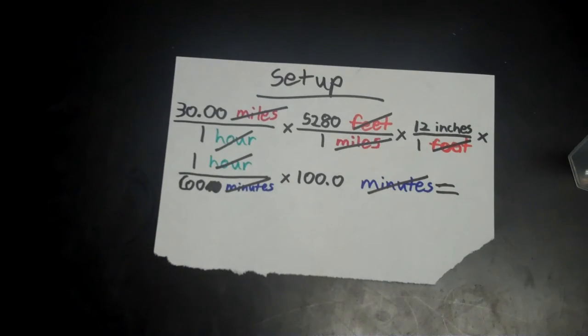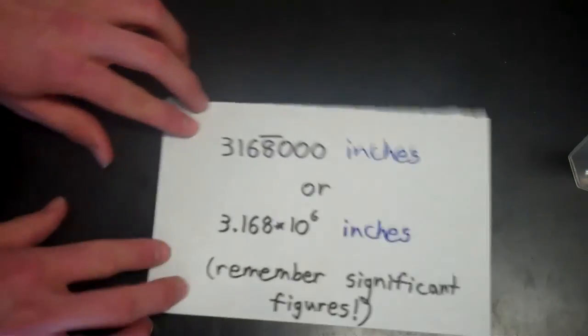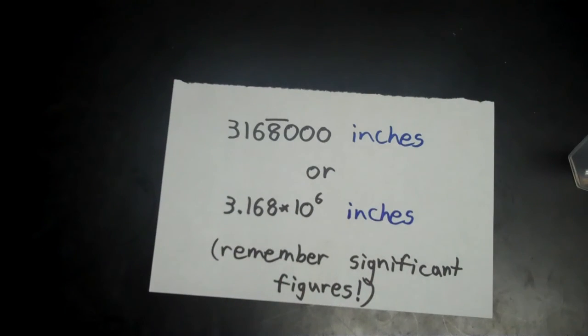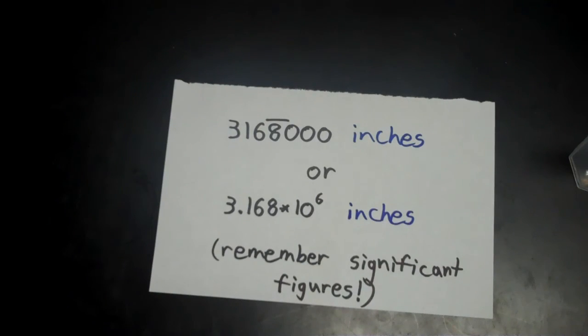So, our answer has 4 significant figures. Hashing it all out then, we conclude that if I move at 30 miles an hour for 100 minutes, I will have moved 3,168,000 inches. The line merely means that the 8 is the last significant figure. The zeros merely indicate magnitude. We can represent this value in scientific notation as 3.168 times 10 to the 6th inches. Congratulations, you have successfully completed a dimensional analysis problem.